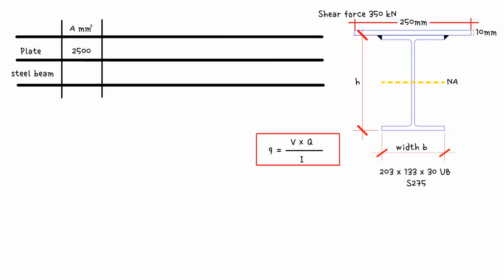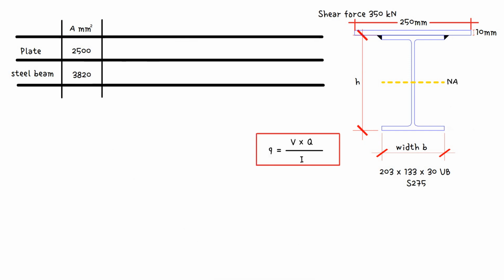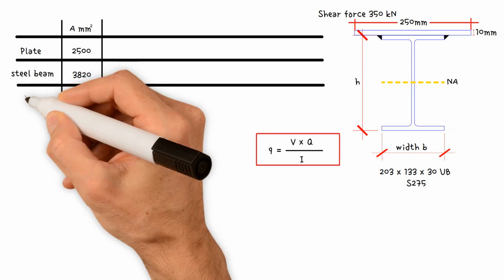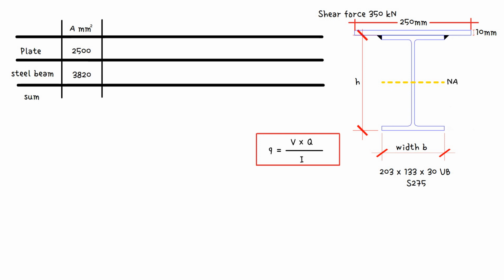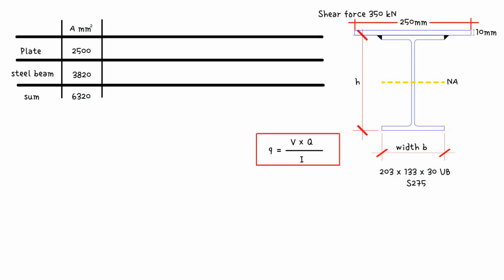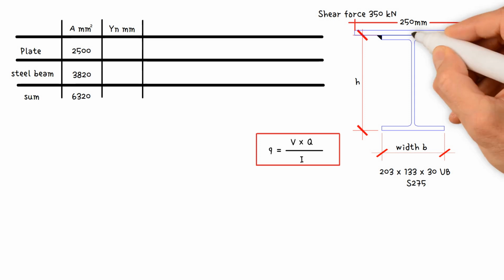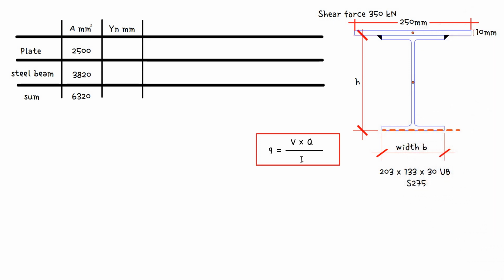The area of universal beam, 203 by 133 by 30, is 3,820 mm squared. You can find the dimensions and properties of the beam in the Blue Book Steel Universal Beam Table. So, if we sum those up, we get 2,500 plus 3,820, that is total area, 6,320 mm squared. In the following column, we must calculate yn, the distance between the centroid of each area and the bottom y-axis.